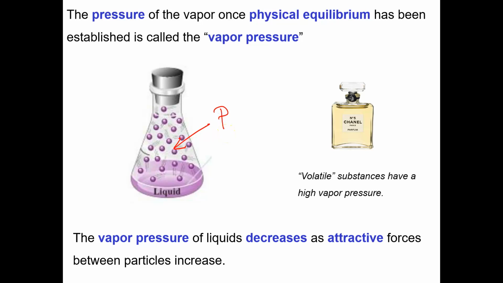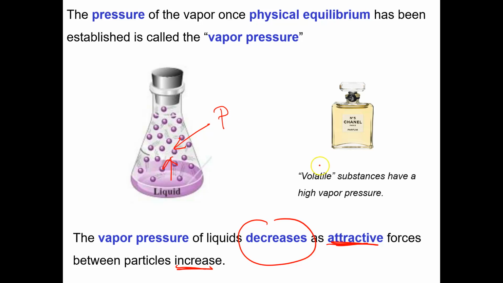So why is this important when we're thinking about intermolecular forces? Well, it's pretty simple. The vapor pressure of a liquid will decrease as the intermolecular forces increase. And why? Because it's just tougher for particles to leave the liquid and enter into the gas phase. It'd be nice to be able to quantify this a little bit further.